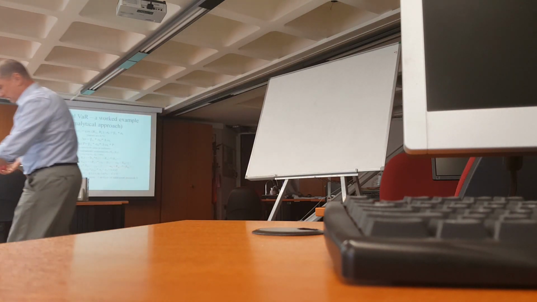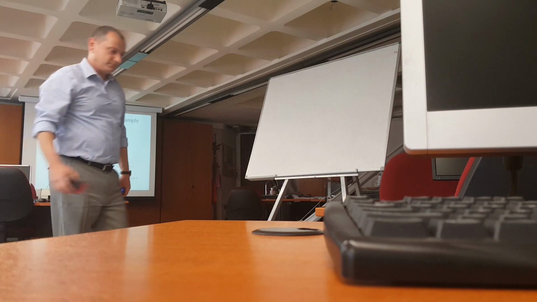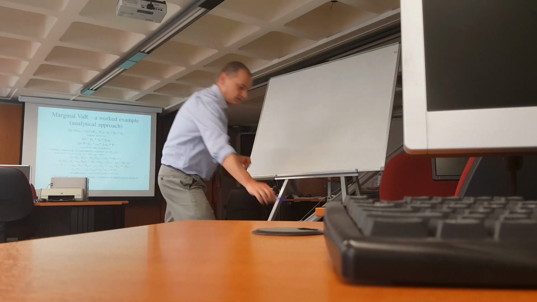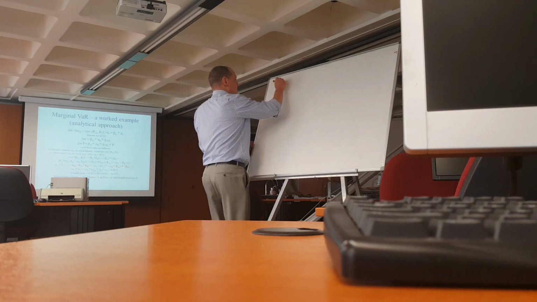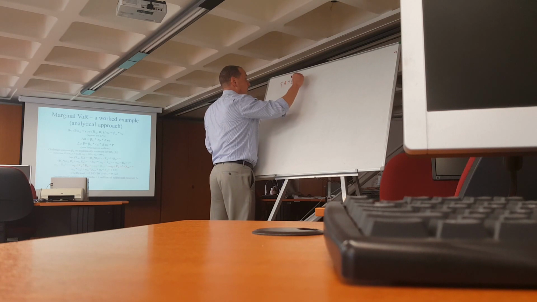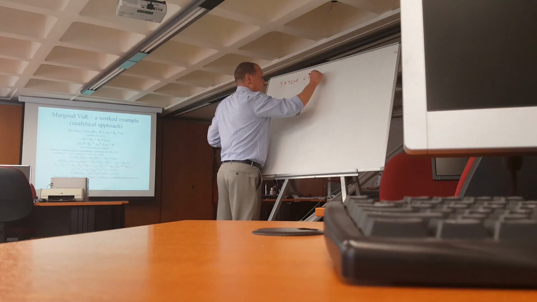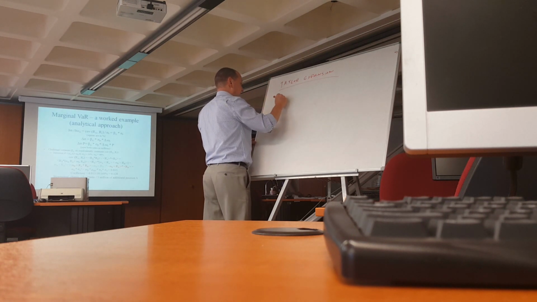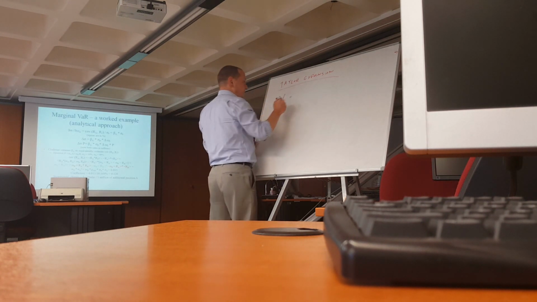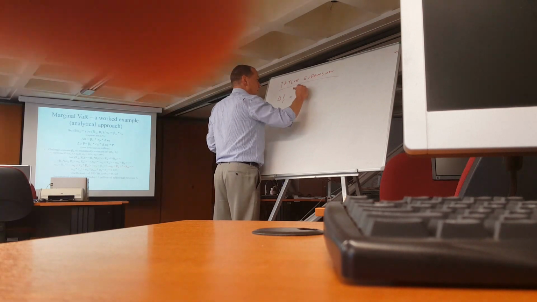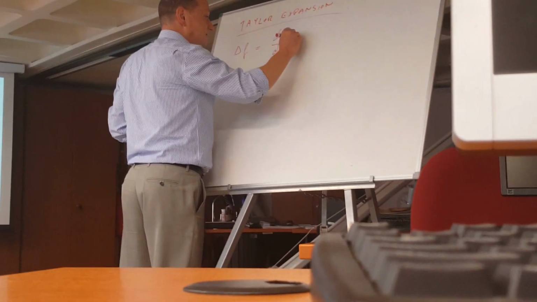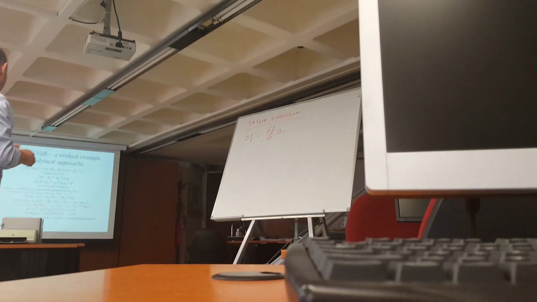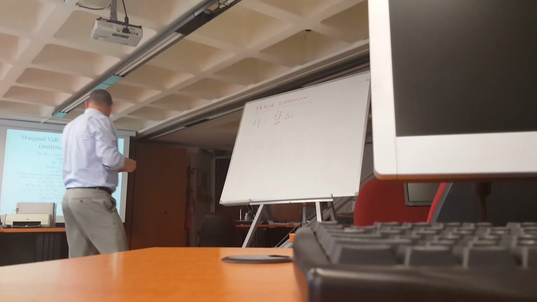In this case, if you remember the Taylor expansion. Okay? Taylor expansion, what did it say? It says that Taylor expansion, which is the linear approximation. It says that delta F is df/dx times delta x. This is the linear approximation. Okay? We apply exactly the same thing here.